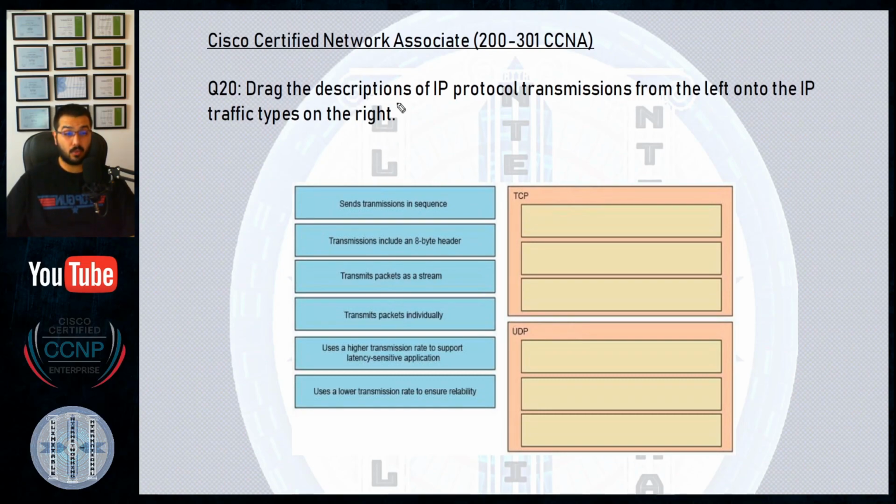Drag the description of IP protocol transmission from the left into the traffic types on the right. TCP and UDP. Sends transmissions in a sequence to ensure no loss of traffic: TCP. Transmissions include an 8-byte header: UDP. Transmit packets as a stream, one shot: UDP. Transmit packets individually, in a sequence: TCP. Uses a higher transmission rate to support latency sensitive applications. Uses a lower transmission rate to ensure reliability.